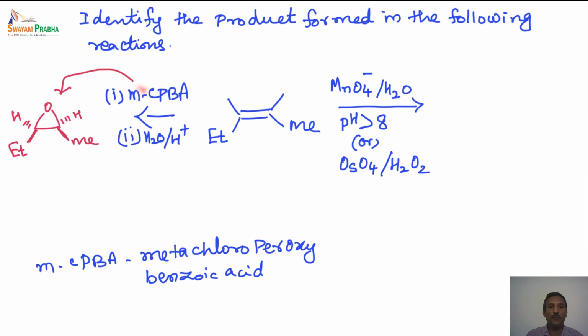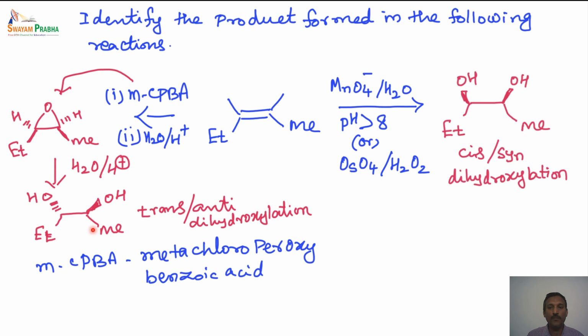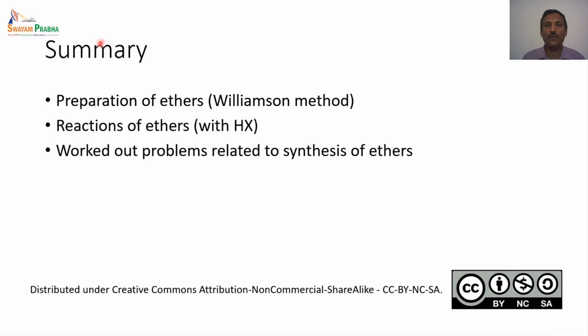Treatment with MCPBA produces this particular epoxide, and when this opens up we end up with a trans or anti-dihydroxylation in this particular case. When we do permanganate or the osmium tetroxide based dihydroxylation, we end up with a cis or syn dihydroxylation. So these are two different methods by which we can make the cis isomer or the trans isomer of the dihydroxylation product.